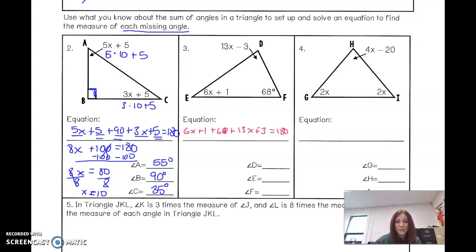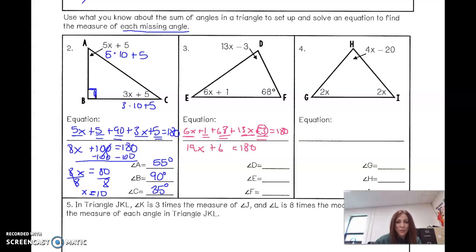Okay, so combine our like terms of this really messy thing I wrote here. If I have 6 x's and 13 x's, that's a total of 19 x's. Then 1 plus 68 plus a negative 3. Sorry, that's really messy. If you take away 3 from 68, that's 65, plus 1 is 66. That has to equal 180.